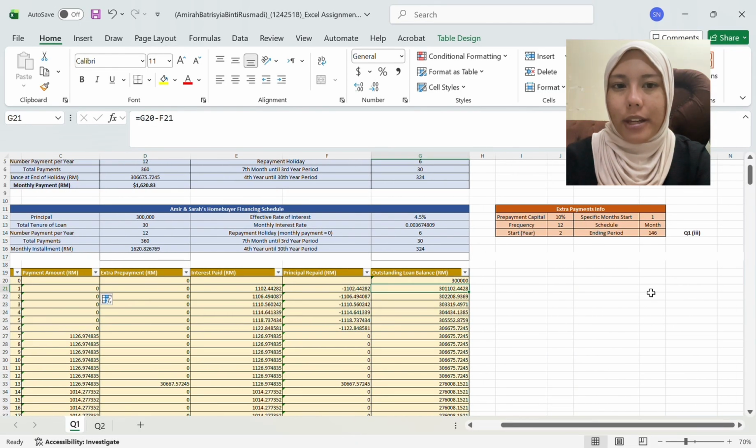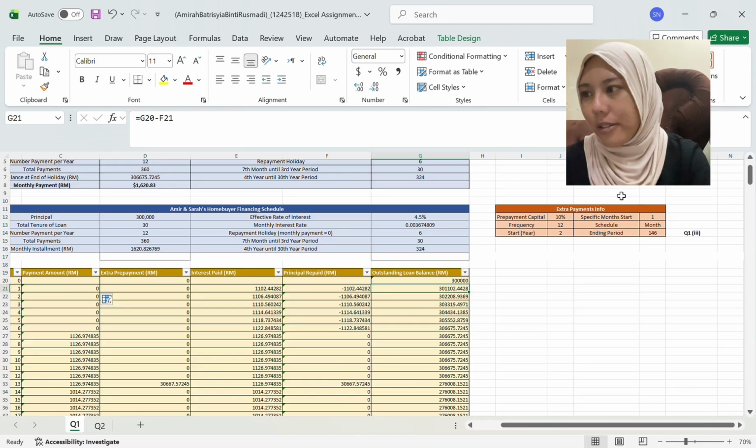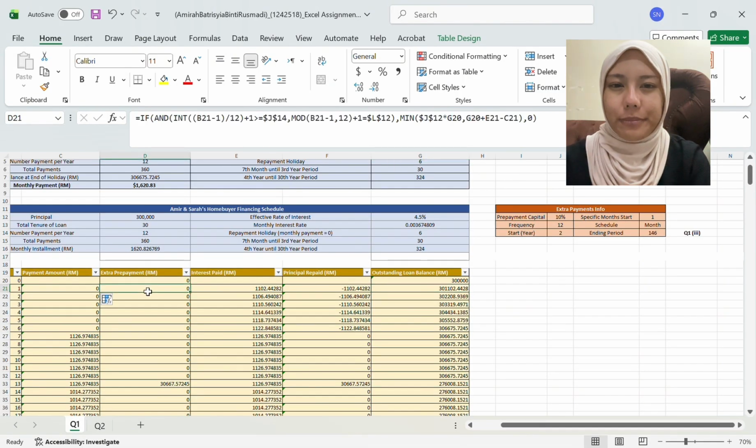Amir and Sarah make an annual extra prepayment equal to 10% of their remaining balance starting in year 2. In cell D21 here, we use this formula. The purpose of this formula is to determine timeline, eligibility, and payment size. The AND here.